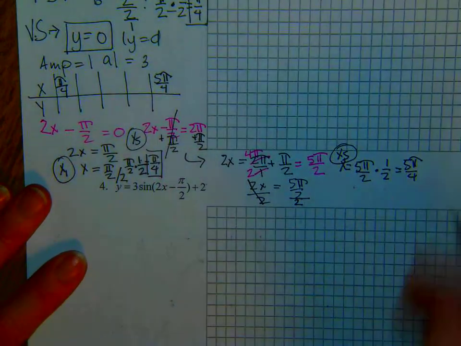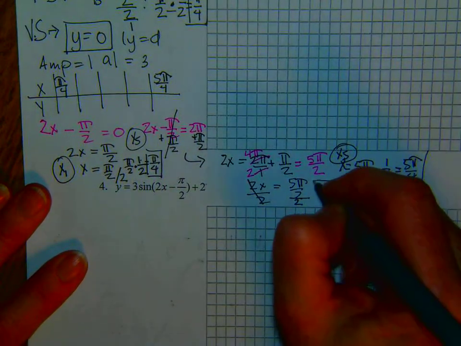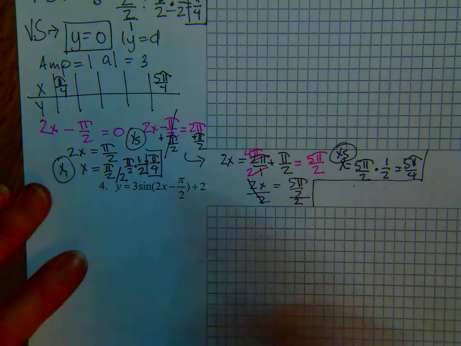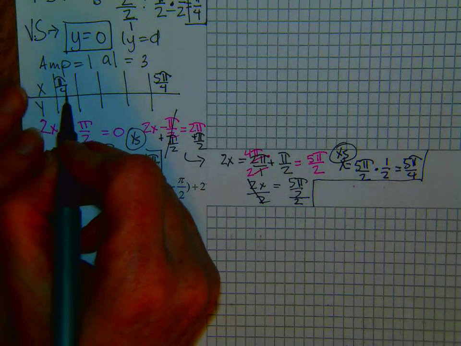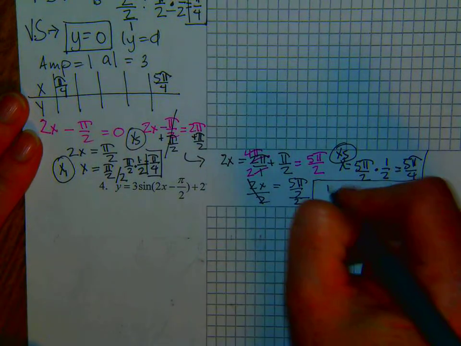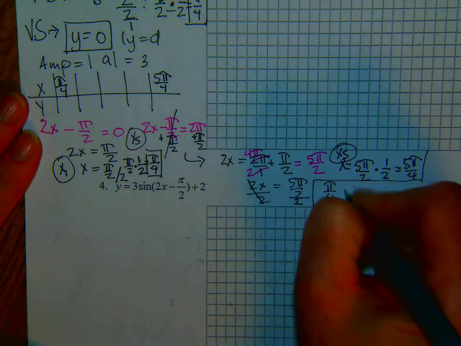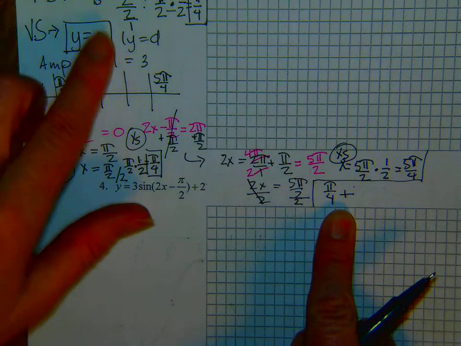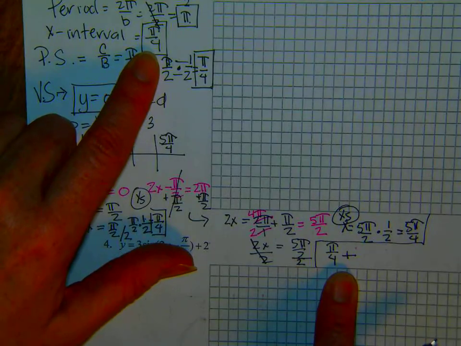So the best way to do that, let me block this off, now that I've figured out x sub 1 and x sub 5. The best way is to take the first, x sub 1, so that's pi over 4, and add to it my interval. What is my interval? My interval is pi over 4.